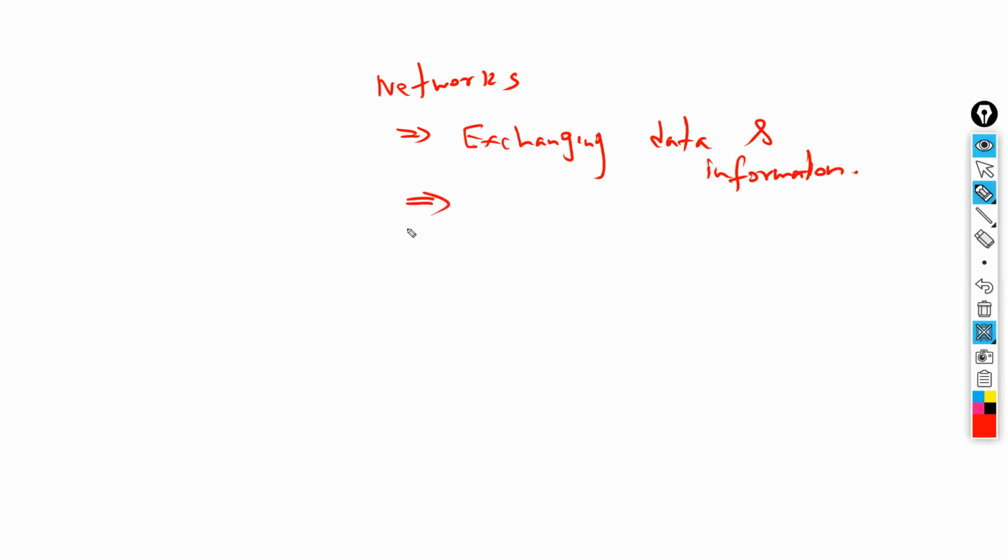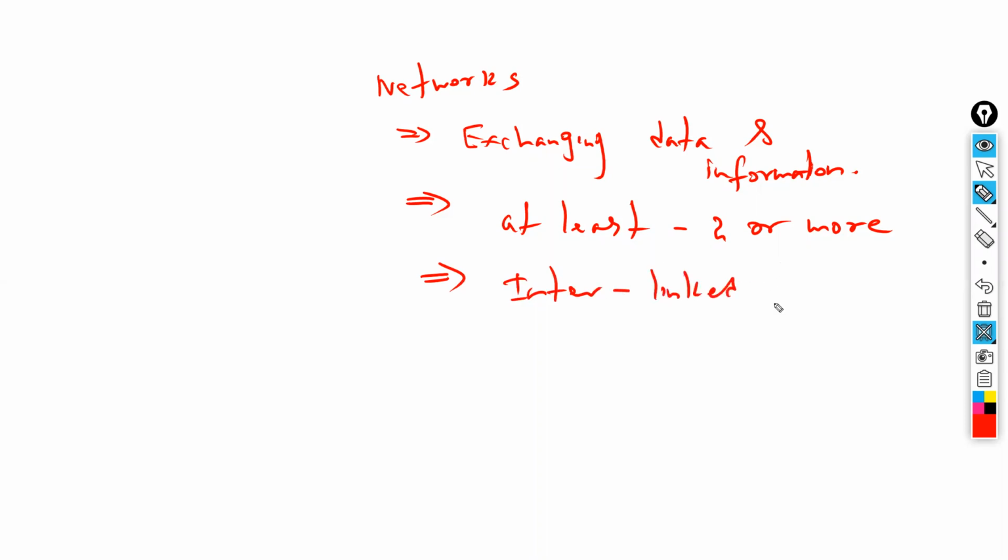So in order to have a computer network, we should have at least two or more computers. And how do you connect them? We say they are interlinked and interconnected. One machine will be connected to another using communication channels. What do you mean by the communication channels?